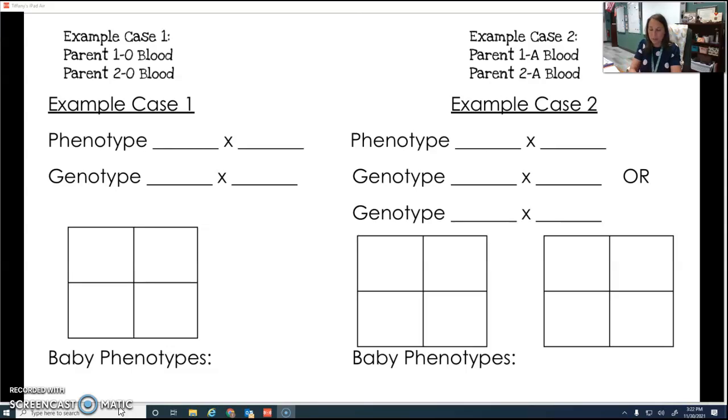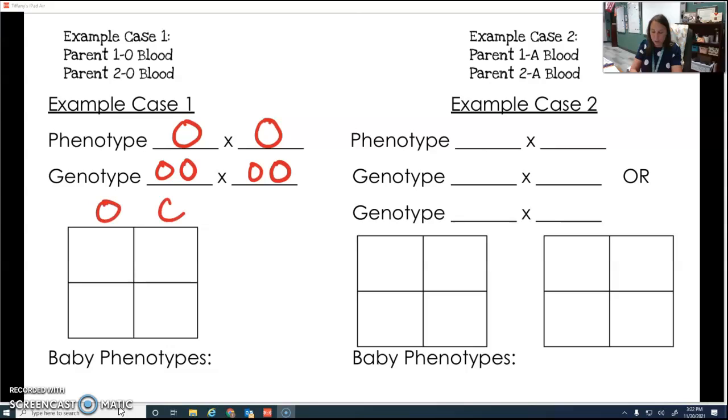So remember the phenotype is the blood type. So it's O blood. Parent 1 is O blood, and then parent 2 is also O blood. So the genotype I could have for an O parent would be OO, and there's no other option. And the only thing I could have for this with OO would be right here. So this is probably almost too easy, right? But let's do how we would do the Punnett square.